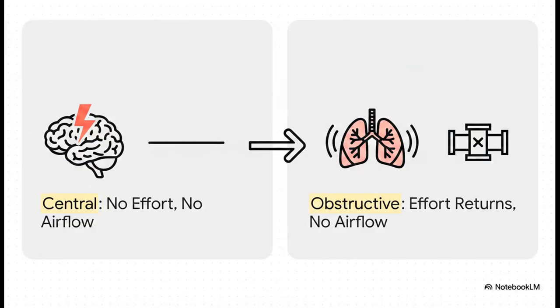Let's break down those two halves so we can really grasp the physiological shift happening here. The event kicks off with a central component. Basically, the brain forgets to breathe, so no effort, no airflow. Then, suddenly, the brain wakes up and sends the signal, but unfortunately, the airway has collapsed in the meantime. This creates the obstructive component. The effort returns, the chest starts pumping hard, but the airflow remains completely blocked until the patient finally has an arousal to open it back up.